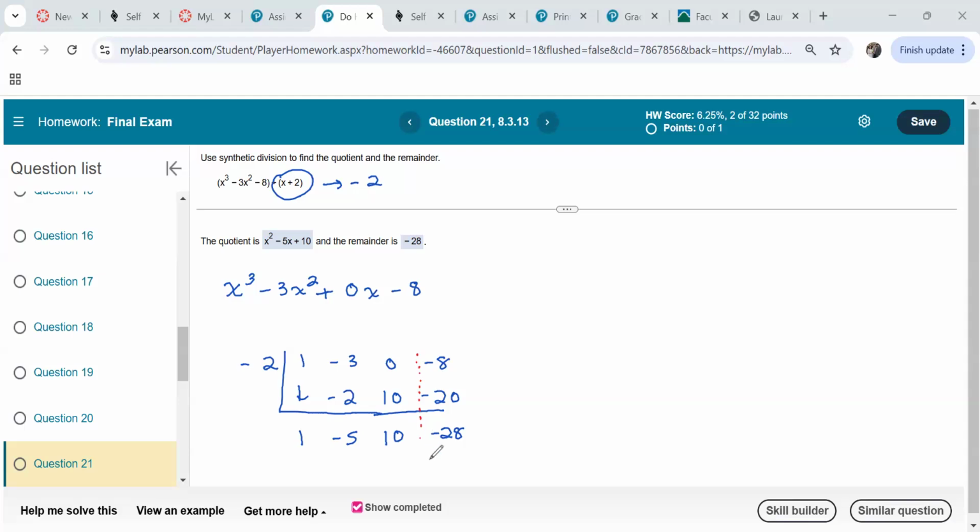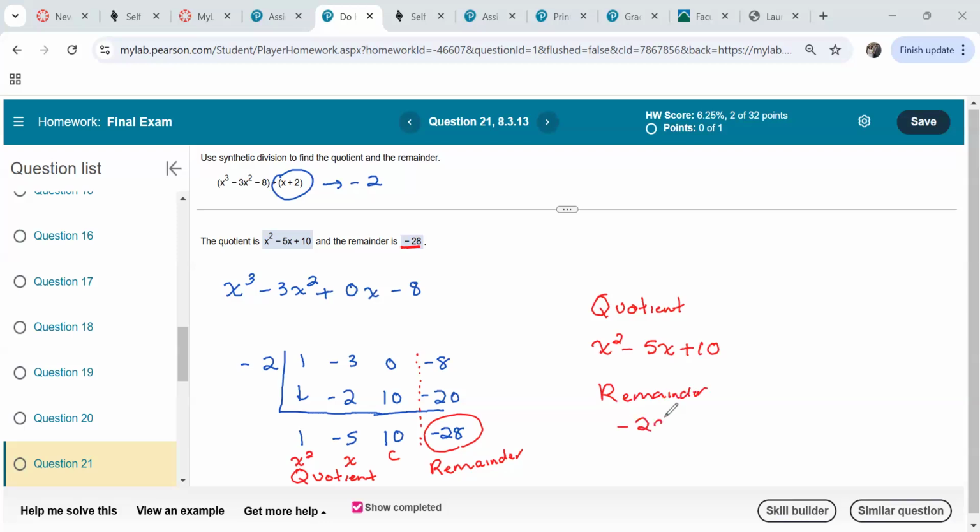So this split like this. So this number here is the remainder, as you see right here. This part here, this is your quotient. And remember going backwards, this is a constant, this is x squared. And then if there's another term, x cubed, et cetera, et cetera. So the quotient, we rewrite it with our coefficients, is just going to be x squared minus 5x plus 10. And then, like we said, remainder is this -28.